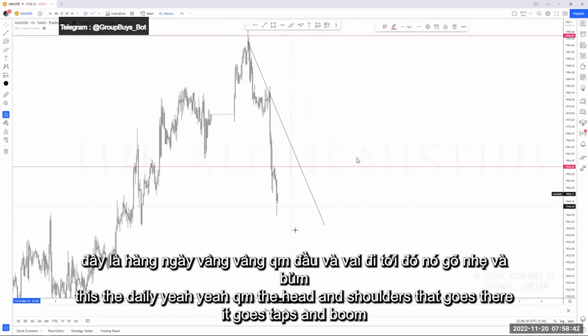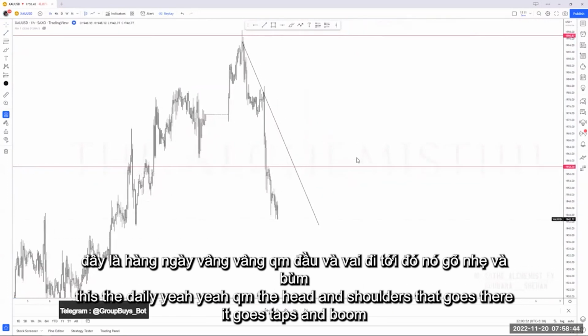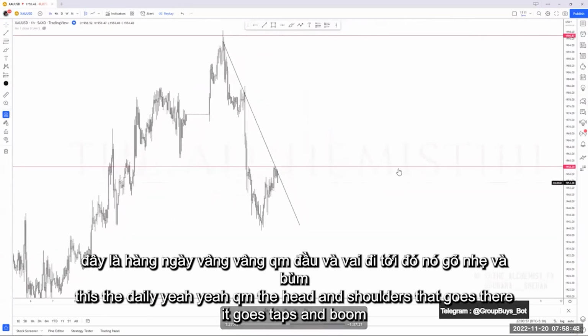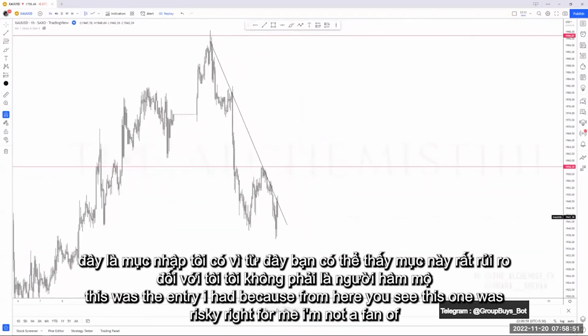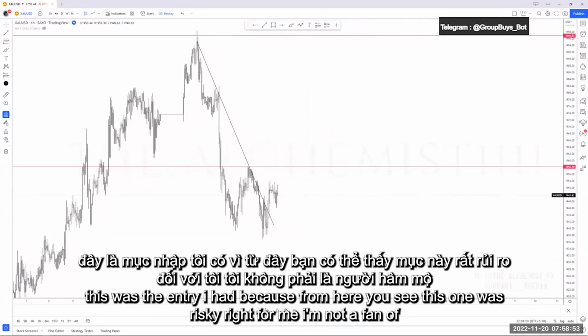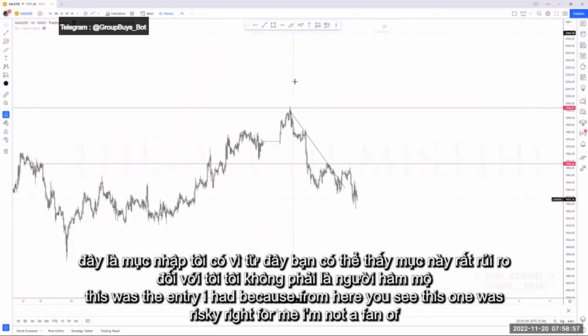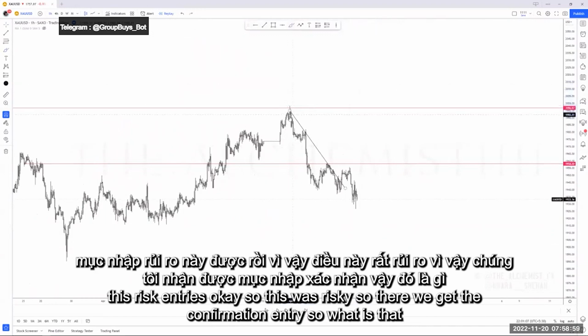Okay, because what is this? The daily QM. The head and shoulders. There it goes. Taps and boom. Melt. This was the entry I had. Because from here you see this one was risky, right? For me, I'm not a fan of these risk entries. Okay, so this was risky.